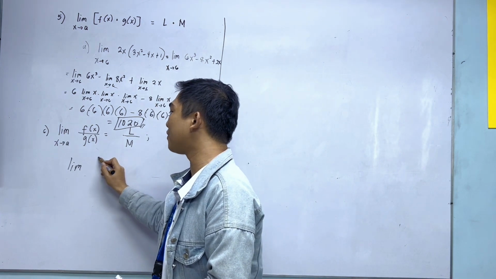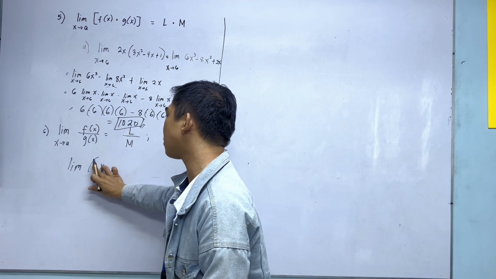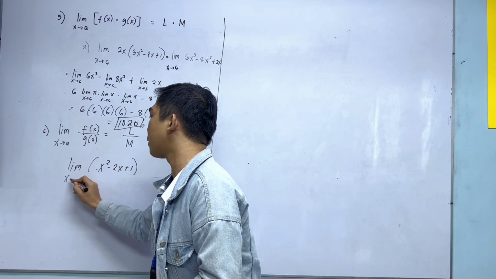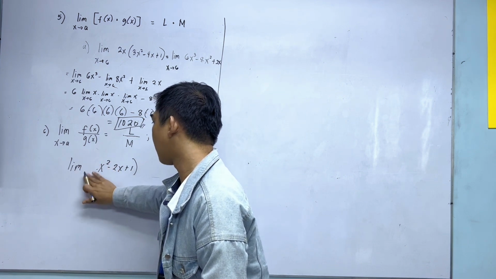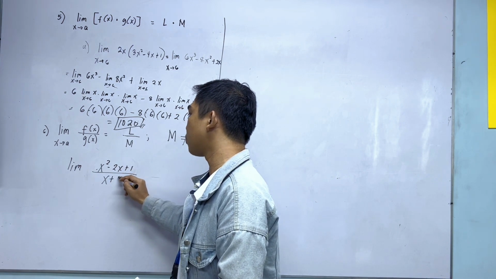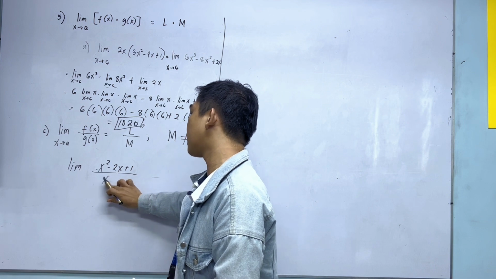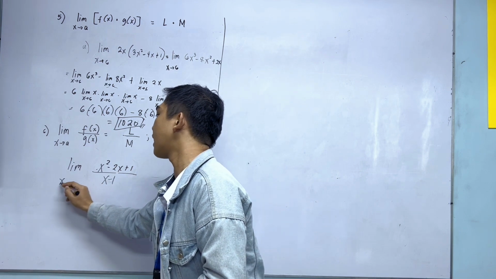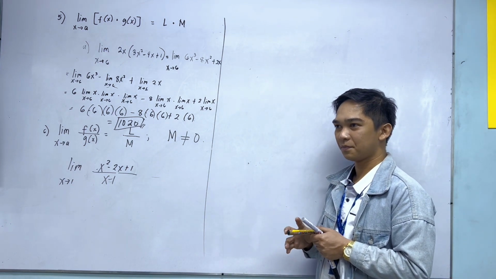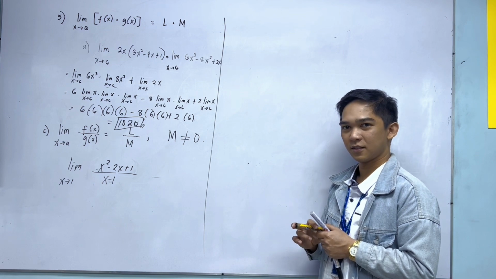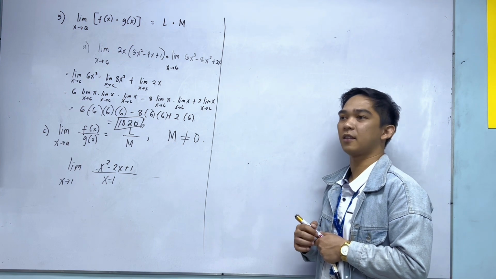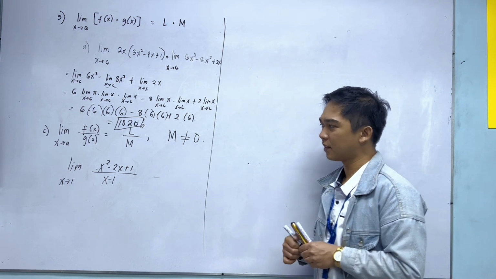So limit of x squared minus 2x plus 1, sige, dagdagan natin since may denominator, x minus 1, as x approaches 1. Paano to? Ano muna? Factor. Kapag pwedeng i-factor, factor out muna natin. Pwede ba? Yeah. How?